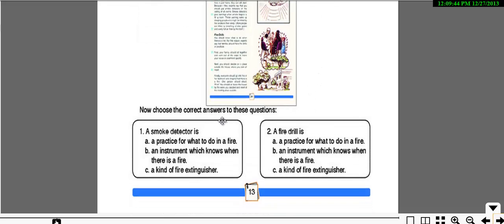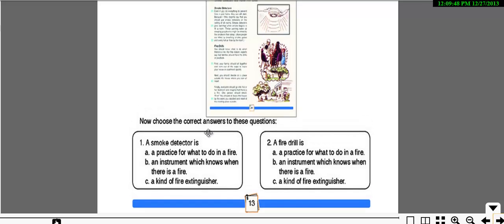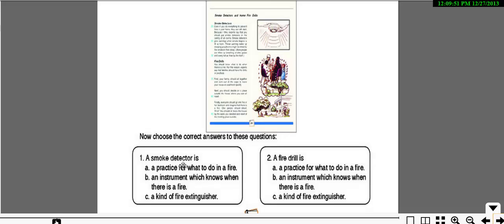Now choose the correct answers to these questions. A smoke detector is, well, let's say you don't know what the word detector is. Can you remember what you see or what you hear from movies? Like detective, it's somebody, but here there is a smoke detector, and smoke, you know what a smoke is. And let's presume you don't know. Let me give you a hint. It's a cigarette, and maybe like a cigarette being lit, and then there is a smoke. Maybe there is a smoke coming out of a window of a burning house. There's a smoke of anything burning.